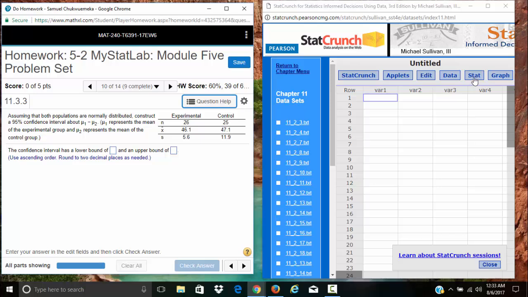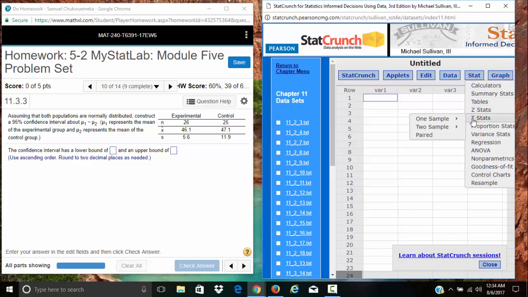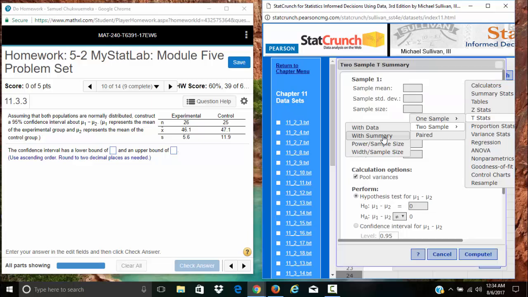We're gonna go to Stats. Please, I really want you to pay attention for this question. These are not matched pairs anymore. These are independent samples, and they want us to construct a confidence interval about the difference in the mean of both samples. So go to Stats. We're gonna use T Stats, two sample, because these are two samples. Don't use paired this time. This is two sample, and this is with summary because this is not data. So you click with summary.